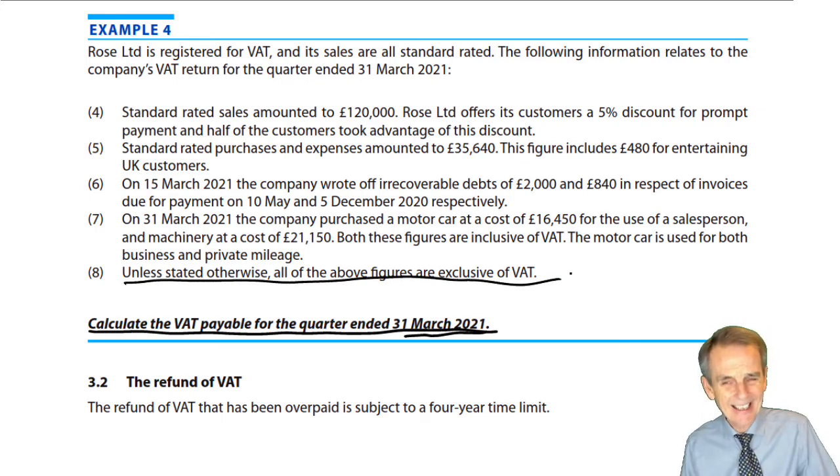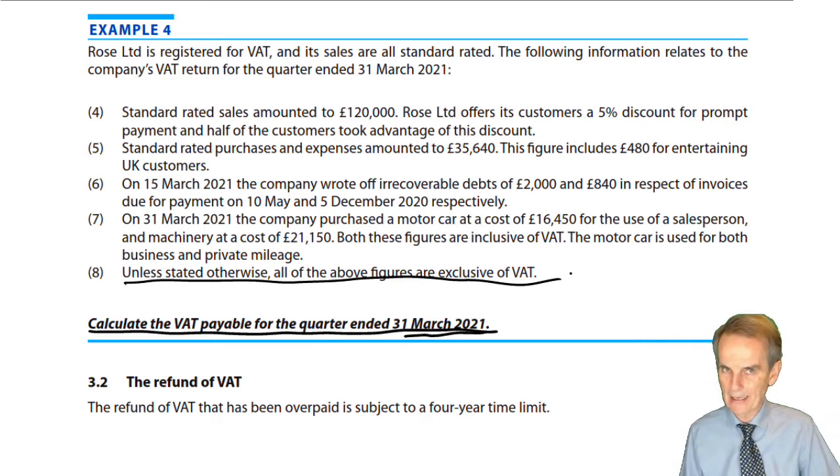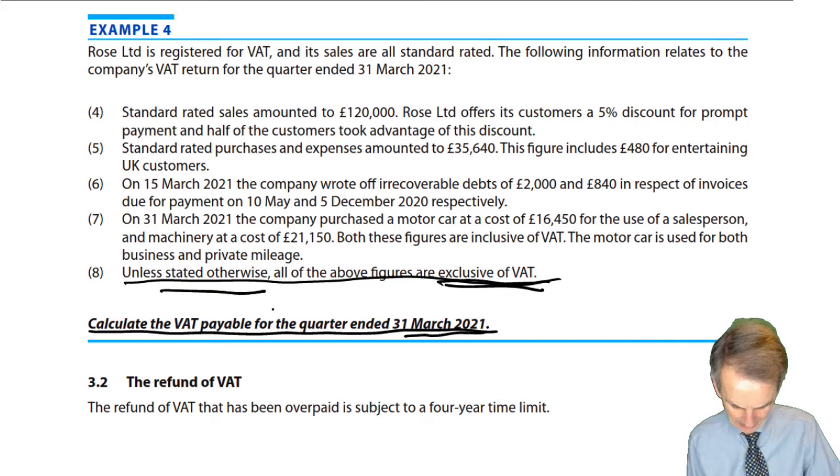You need to know the numbers in relation to sales, in relation to purchases and expenses. Is that VAT exclusive, so the VAT is 20% on that figure, or is it VAT inclusive, in which case it's 21/20ths of that figure? 21/20ths of that figure if it is VAT inclusive. Don't go making mistakes there. Right, we've been told here they're all exclusive of VAT unless stated otherwise.